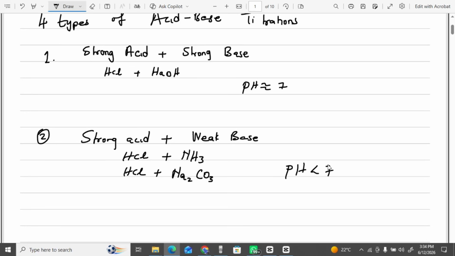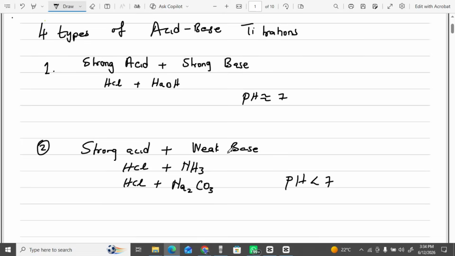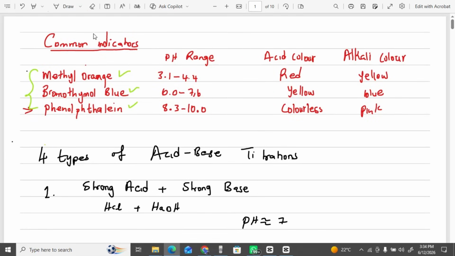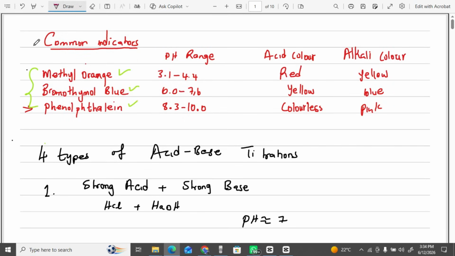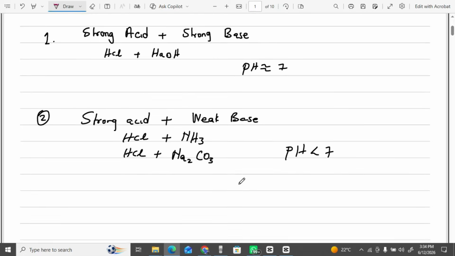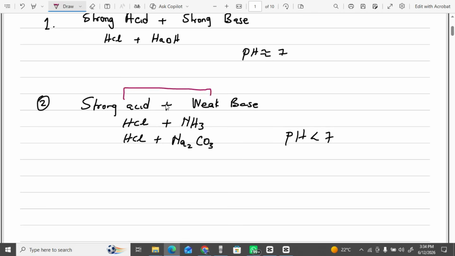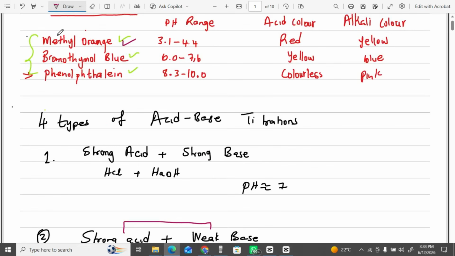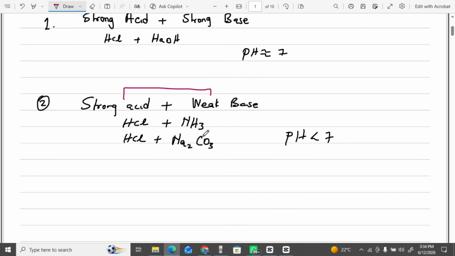So a suitable indicator for this one, it's the only one, I'm just going to mark that with a different color. The only one that we're going to use is methyl orange. This is how I got my answer. If I have a strong acid and a weak base, just know that the correct indicator is methyl orange. The reason is that the endpoint is in the acidic region. So the endpoint, we say that it's in what? Acidic.